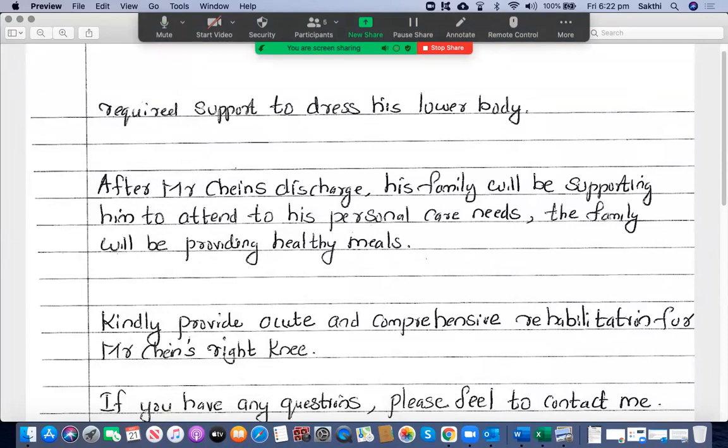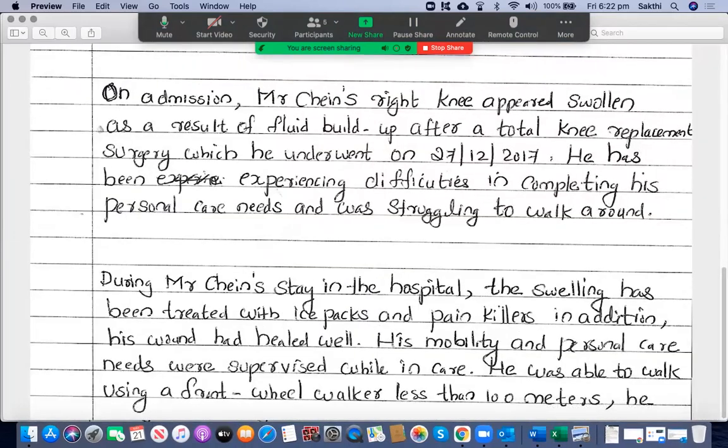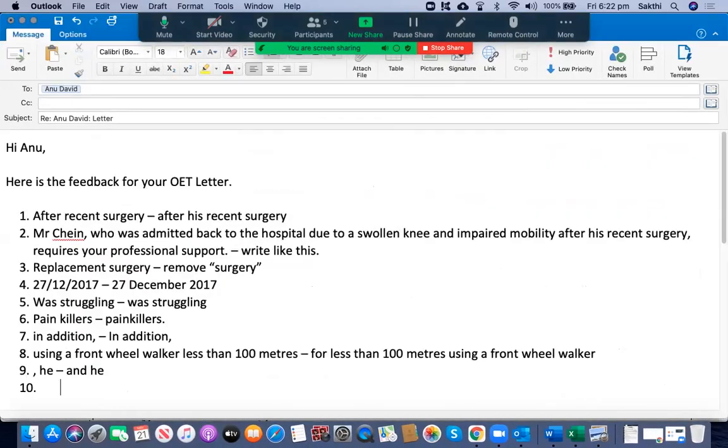Okay, that's all right. After Mr. Chein's discharge, the apostrophe is missing here. Everything is important as far as the punctuation marks are concerned. You need to be really careful. You can't commit these kinds of silly mistakes. Sometimes they may prevent you from achieving 300 or 350. I recommend my students to achieve higher.